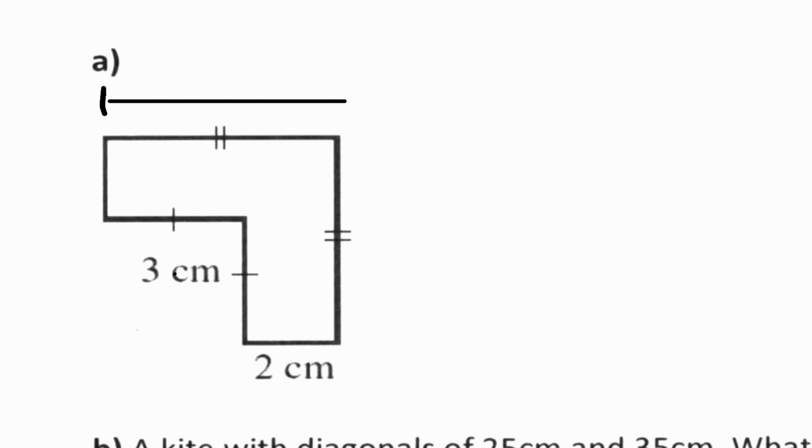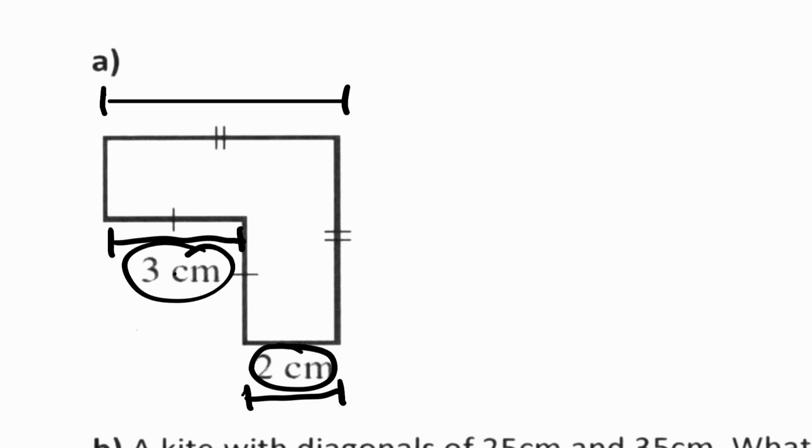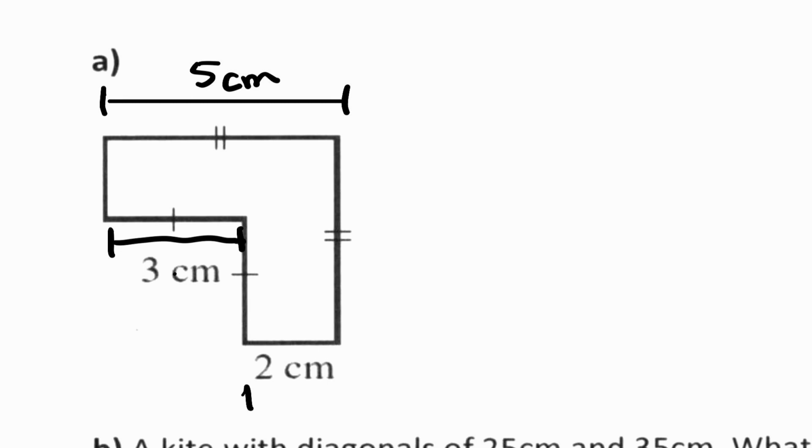Let's start by looking at this top side. If we know that this length here is 3 centimeters and we know that this bottom length here is 2 centimeters, then the top length must be 3 plus 2. We should be able to add those together, and that will give us the top side. So 3 plus 2 is 5 centimeters.